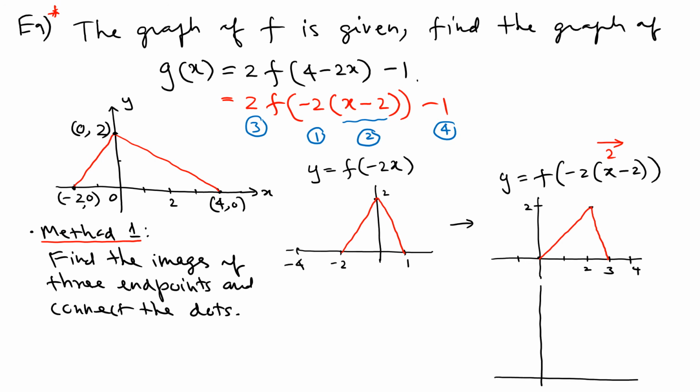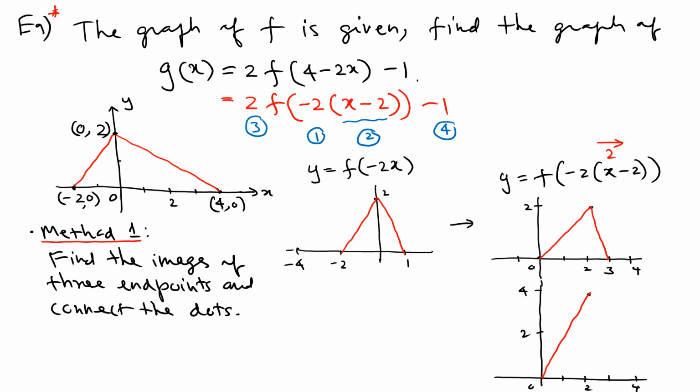Good. So now what happened? It's going to scale vertically by 2. That means these points do not move; they're going to stay there. So this is 2, 4, and 0. That 2 is going to jump to 4 now. That's the only change that happened here. So that means the new graph is this one.